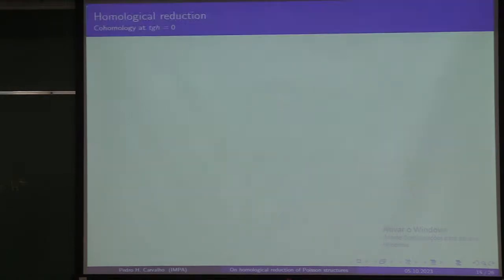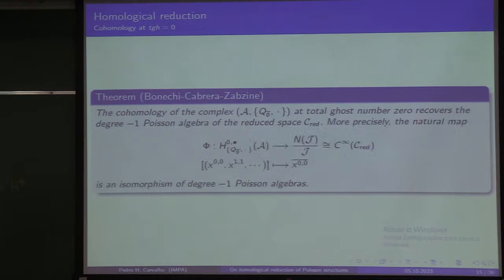which is the element that will generate for me the symmetries somehow. And I have this theorem here, which I quoted from this paper by Bonechi, Cabrera and Zabzine. Actually, the theorem there is more general. It's for brackets of degree n. I'm just spelling out the case where you have degree 1. I should also mention this work by Yakov-Sharapov, where there are some things related to that as well, where the bracket has degree -1.